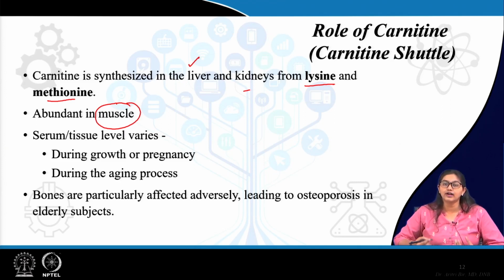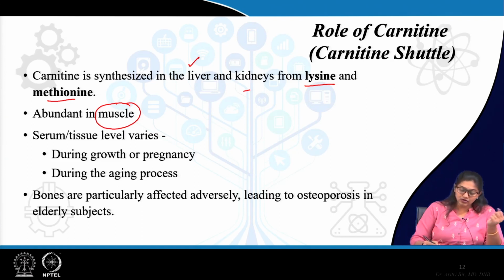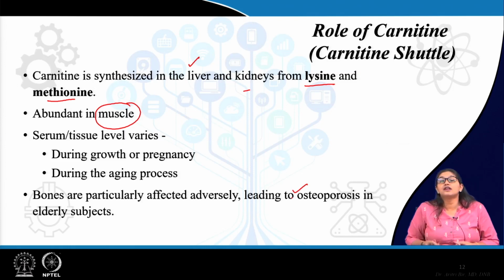There is a variation of serum or tissue level during growth or pregnancy, when a high amount of carnitine is required, so the circulatory carnitine is also high. In the aging process, where the synthesizing capability of the cell is low, there is a low serum level of carnitine. Remember, whenever there is carnitine deficiency, bones are the most important part affected during physiological low carnitine level.